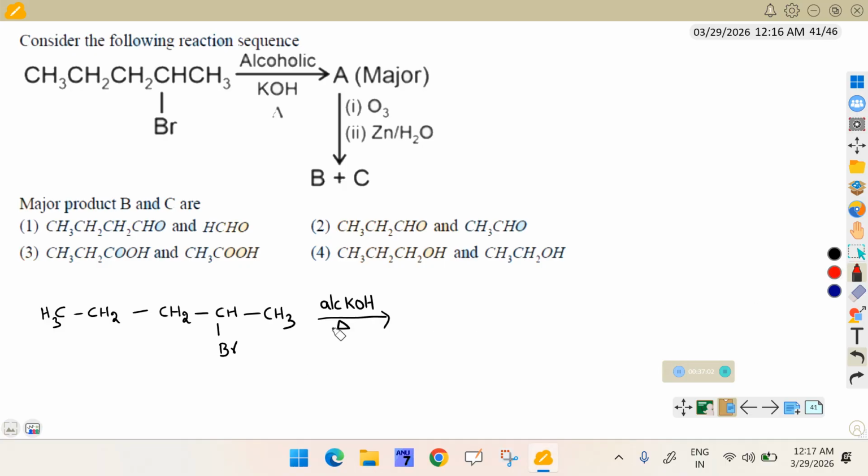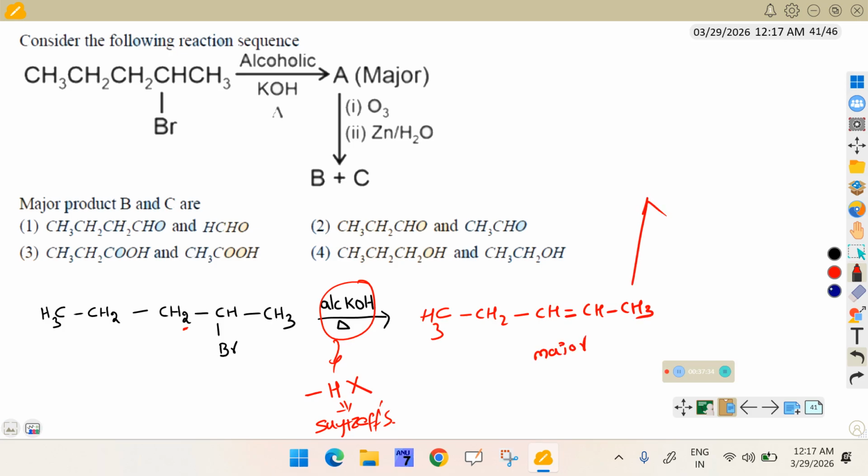Alkyl halide reacts with alcoholic KOH. Dehydrohalogenation takes place, removing HX. It follows beta elimination. Saytzeff's product is the major product. So remove the hydrogen atom from the beta carbon which contains fewer hydrogens. Then it gives CH3CH2CH=CHCH3. This is the major product.